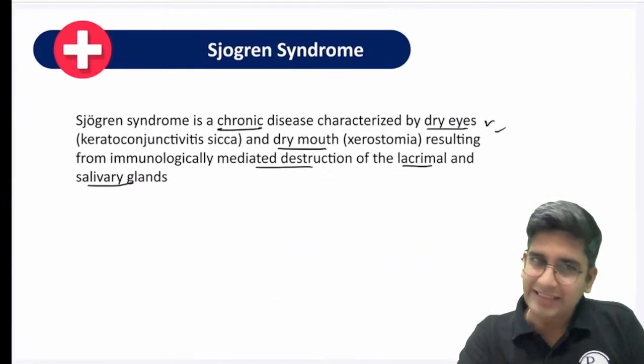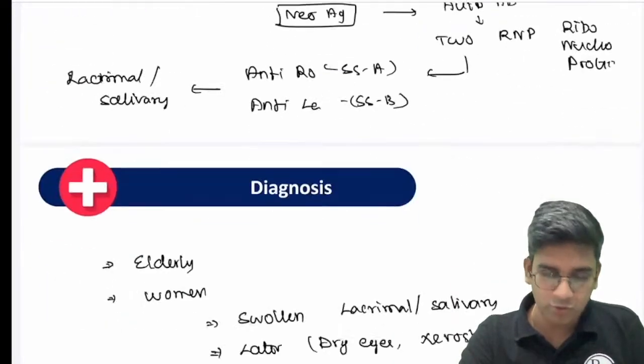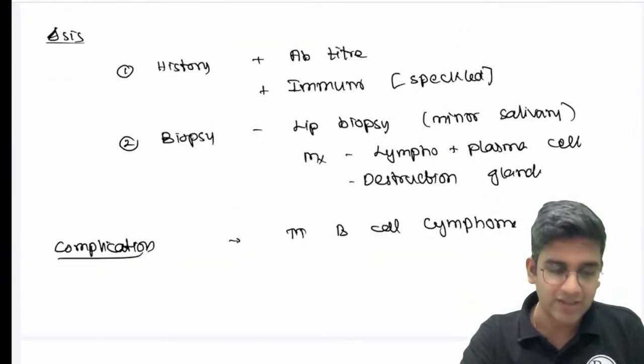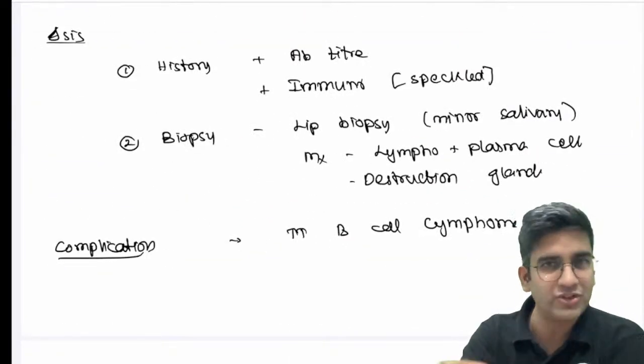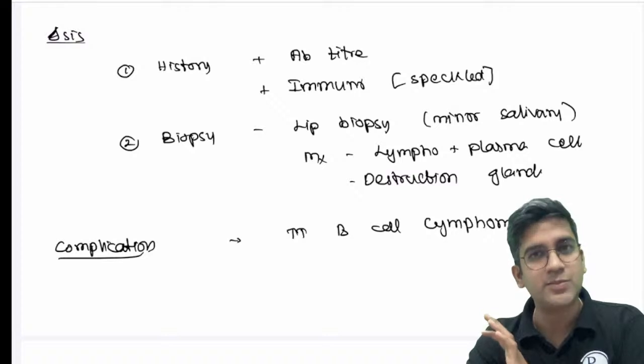Definition carries at least half a mark. Pathogenesis for 2 marks. Clinical manifestation for 1 mark. An approach to diagnosis and a word about the treatment. Rest of it. That's a 5-mark question. This is more than enough.